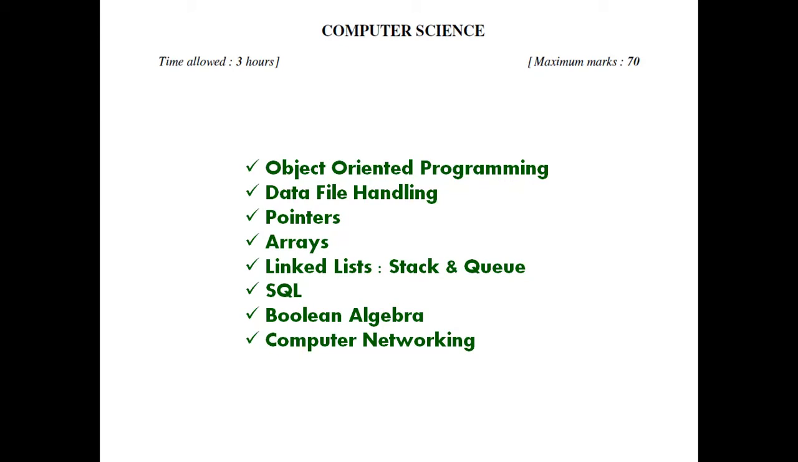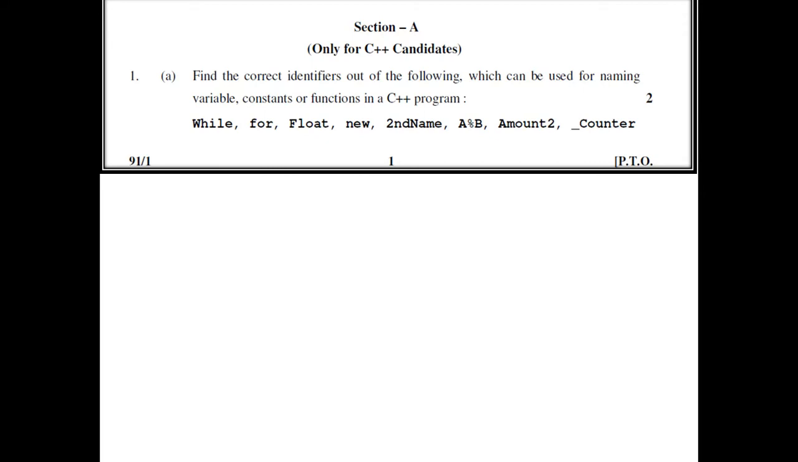Okay, I will be discussing all these major topics but through the questions that come under the computer science question paper, question wise. Okay, in this video I have come up with the first question, that is from section A, question number 1 and part A. Find the correct identifiers out of the following which can be used for naming variables, constants or functions in a C++ program. Here some identifiers are given in the question paper: while, for, float, new, second name, %b, amount, to and underscore counter. We are to pick which of the following are correct.